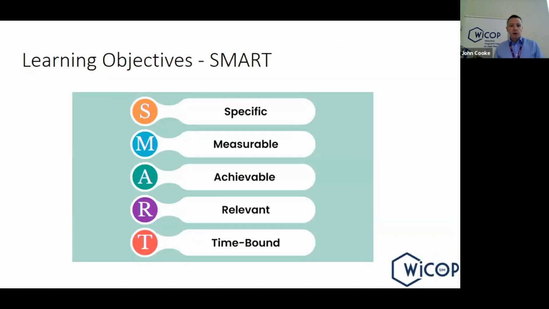Learning objectives in terms of how you describe them should be very specific. As I've said, they should be measurable. They should be achievable. So there is no point writing a learning objective for a 15-minute sim that's going to take an hour and a half to achieve. So it has to be achievable.